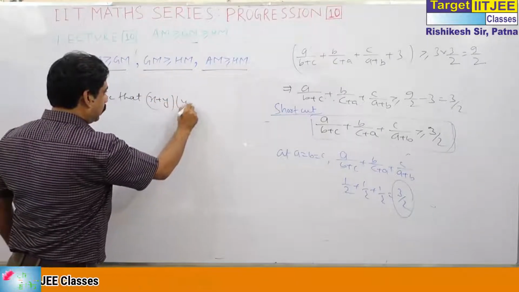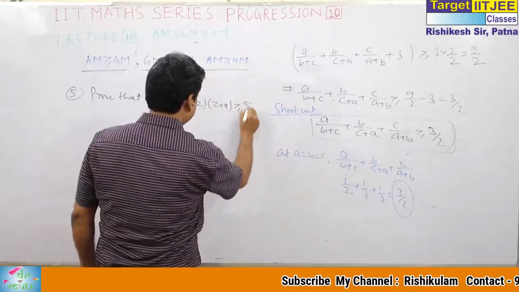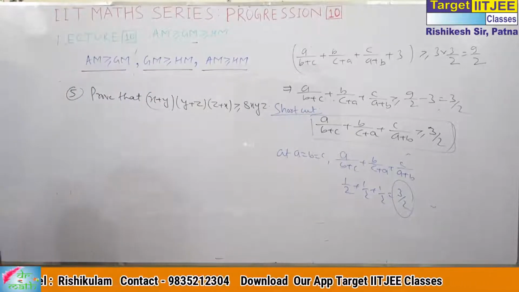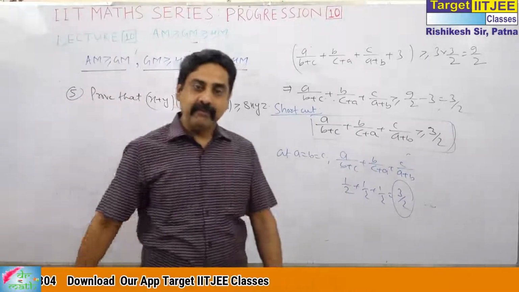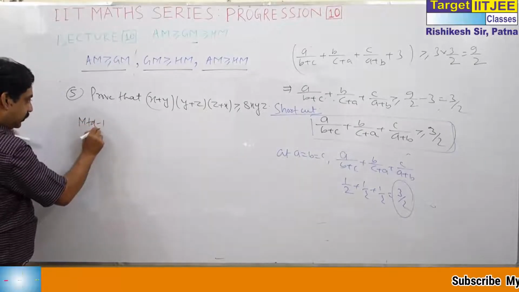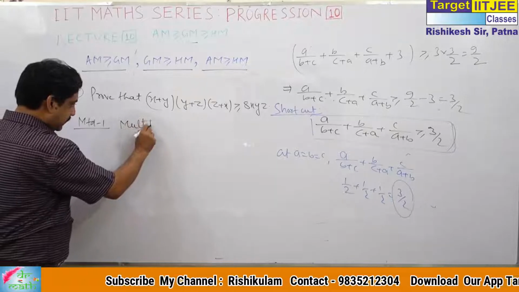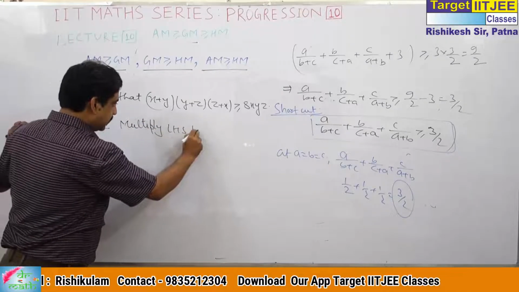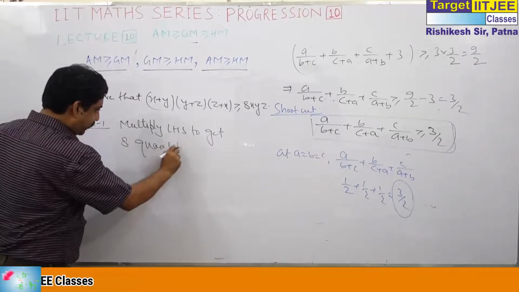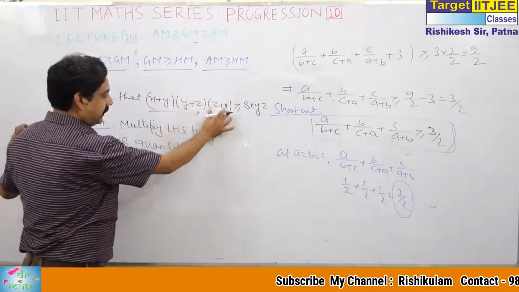(x plus y) into (y plus z) into (z plus x) is greater than or equal to 8xyz. There are two methods. I am leaving the first method for you. Multiply the LHS to get 8 quantities. When you multiply this by this, you get 4 quantities, and multiply this by that to get 8 quantities.